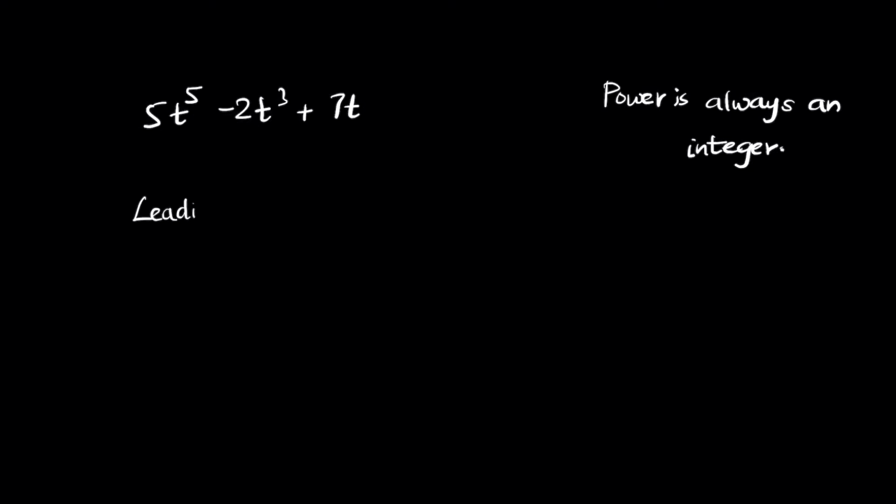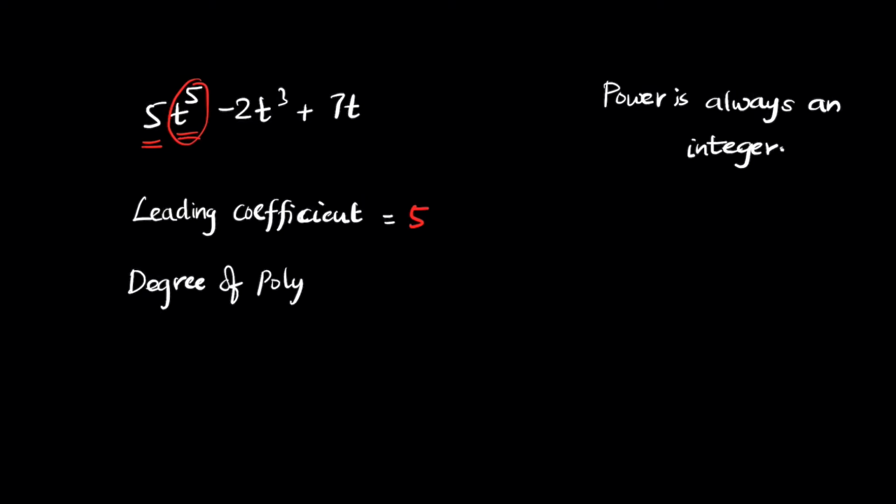So what is the leading coefficient here? The leading coefficient here is the one that's attached to the highest power of t. So this is the highest power of t. So the leading coefficient is 5. Now, what is the degree of the polynomial? The degree of the polynomial is the highest power, which is 5.